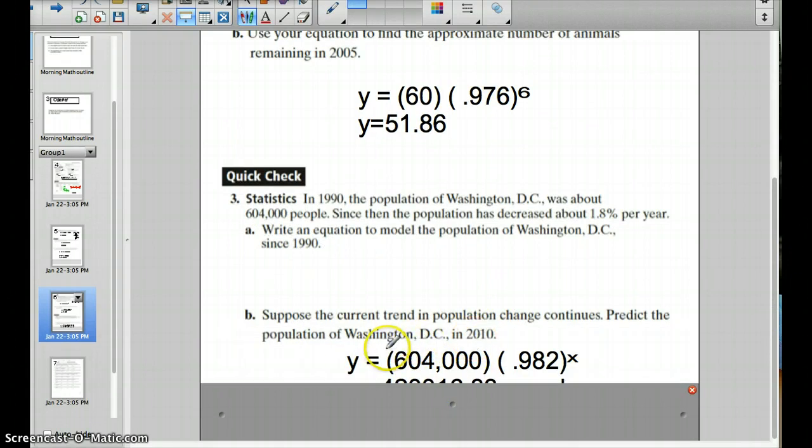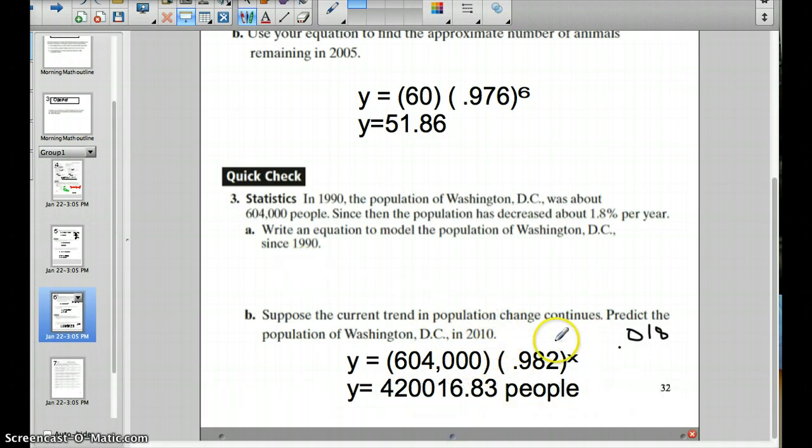Y equals my starting value. This is my decay factor here. Remember, I'm losing 1.8%. 1 minus 0.018, which is the decimal form. Remember, that's a 1.8% decay. Subtract that from 1, we get 0.982 to the x. And then if we wanted to know the population in 2010, which is 20 years have passed, okay, we can plug that in, and we get that we are down to about 420,000 people. So we can see the population decreasing there.